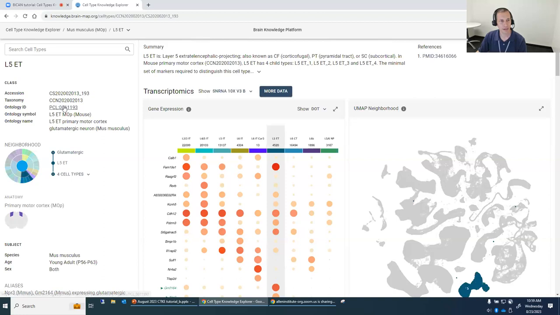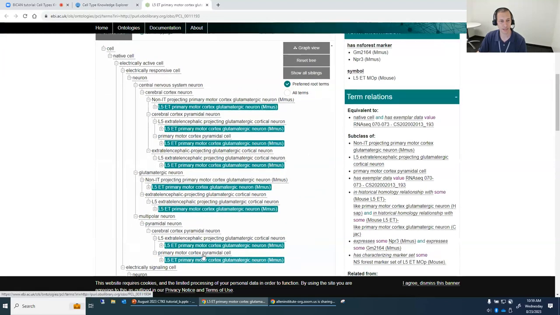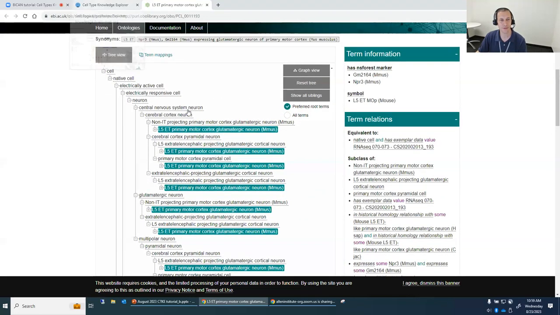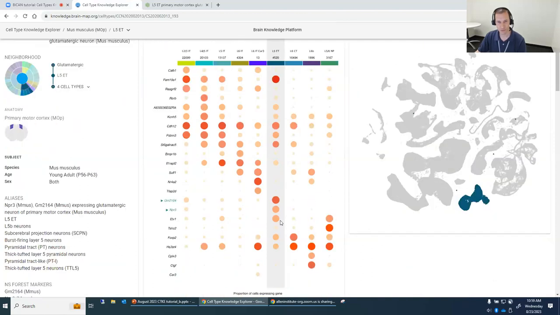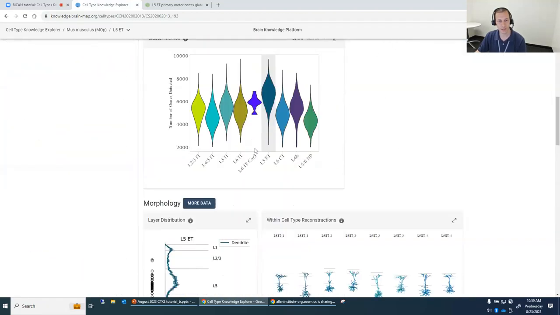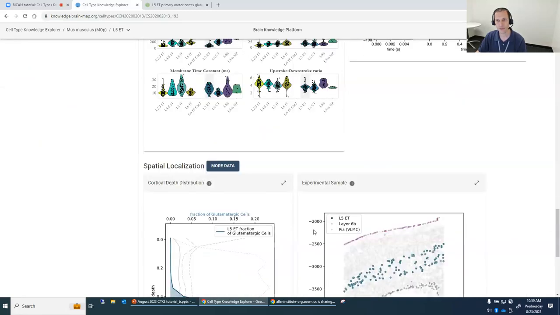There's also a link out here to the ontology that puts this cell type in the context of other cell types that were collected from this project and, more generally, in the community. Okay, and then on the right side here, you have most of the meat of the card. These are organized by modality. I'll go through these more carefully, but you have transcriptomics, morphology, electrophysiology, spatial localization, and epigenetics on this particular card.